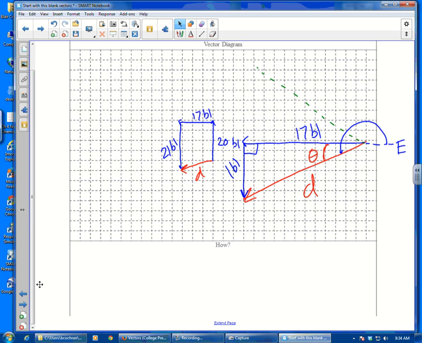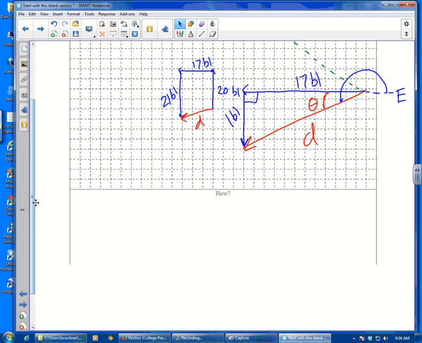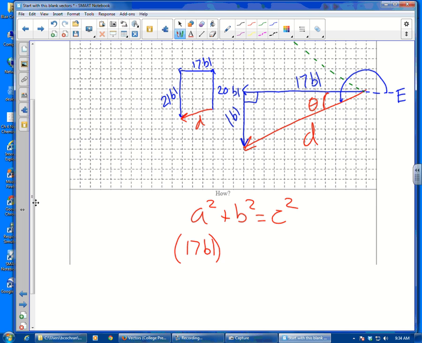So now I need to do my triangle here, and I've got a right triangle. I know two of the legs. I want to know the hypotenuse, and I want to know this angle. So if I know the two legs of a triangle, what can I use to find the hypotenuse? A squared plus B squared is C squared. Good old Pythagoras. And so my A in this case, let's say, is 17 blocks. My B is 1 block. Oh, that'll be easy to square. I think I can do that one in my head. And then my C is, I've labeled D.